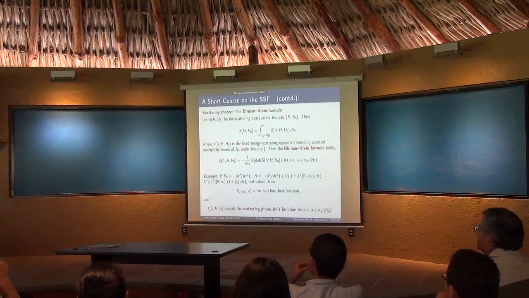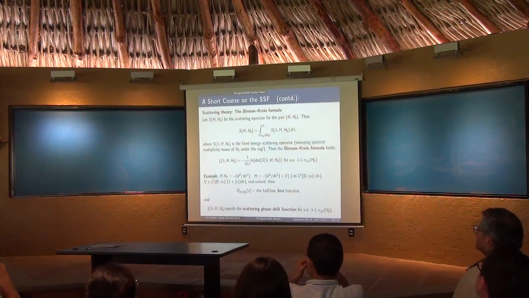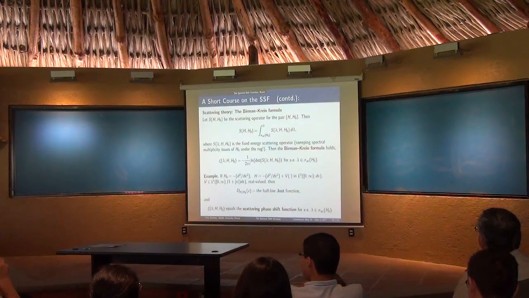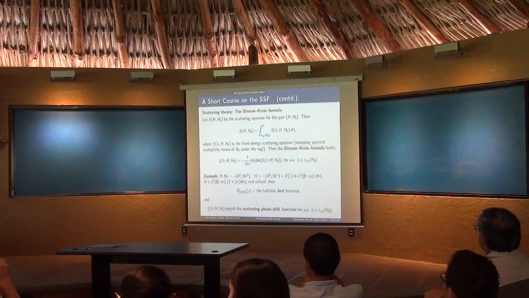Okay, I promised the Biermann-Krein formula a little earlier, scattering theory. So here's what we can say about what this function does on the, let me say, absolutely continuous spectrum to be a little more precise. So this is about the continuous spectrum now, scattering theory.